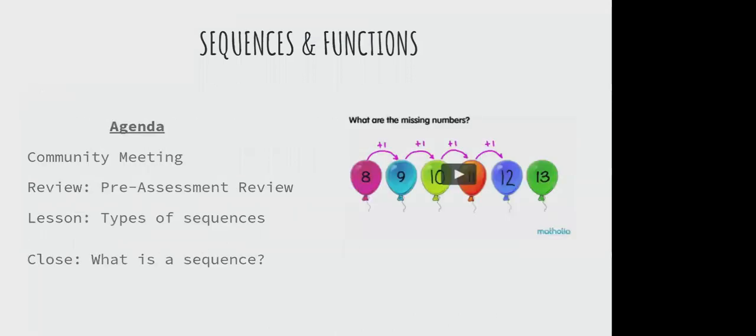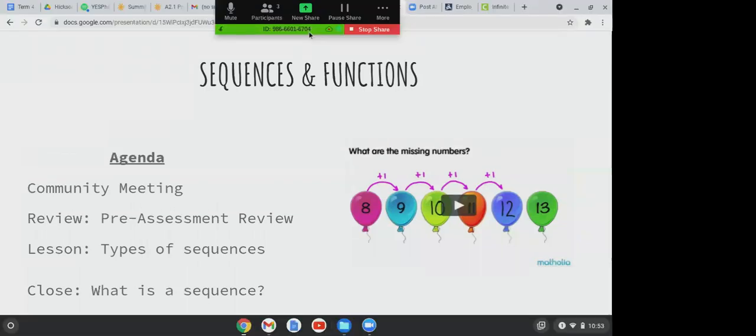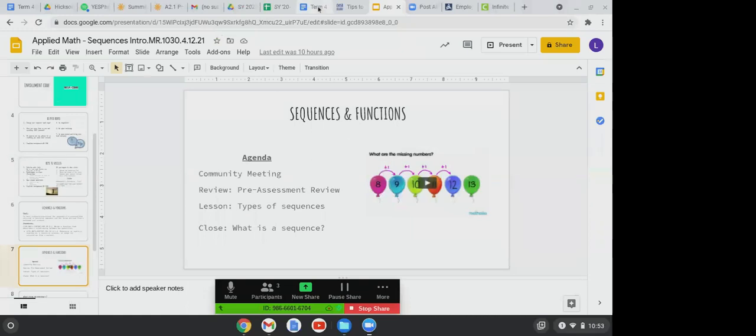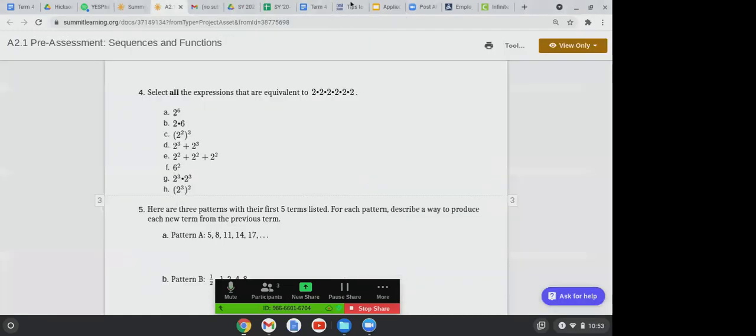So here's our agenda. We just had community meeting. We are going to do a review of the pre-assessment that you all took, and we are going to talk about types of sequences, and then we are going to close. So we're going to use my screen. All right, so, here we are.